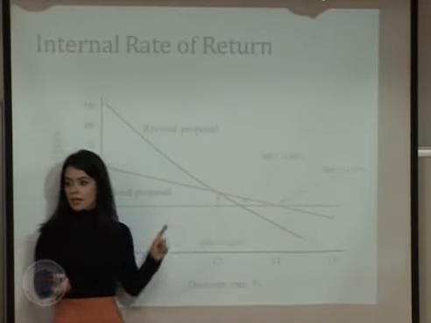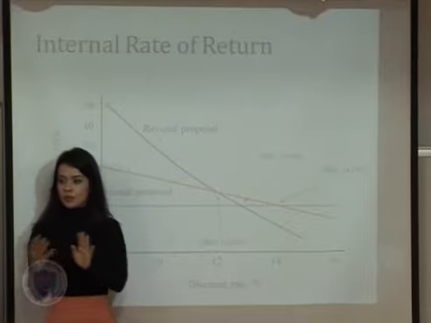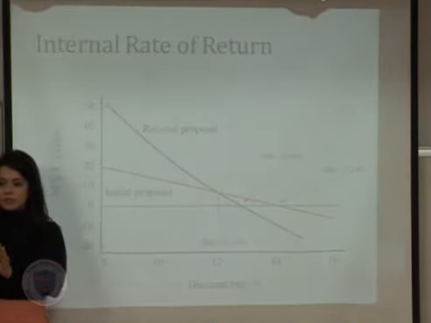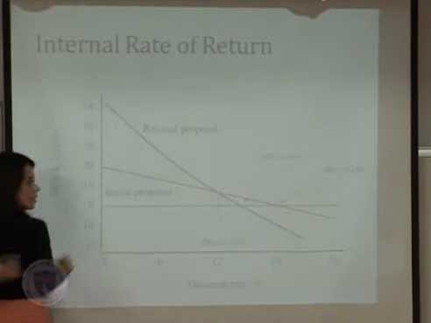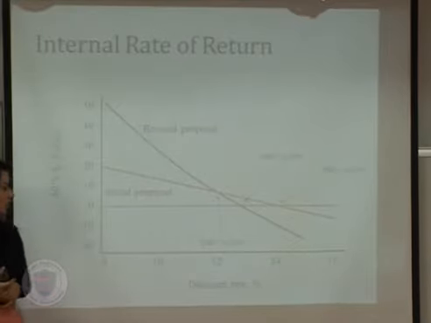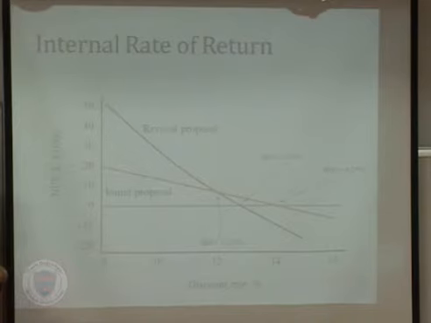So what we're going to do later is find this intersection point, and then we will say after which point both decisions will give you the same result. But for now, you can say, okay, we're here, the discount rate in the economy is 7%. In that case, the revised proposal has way higher NPV compared to the initial one. So we're going to go with the revised proposal.